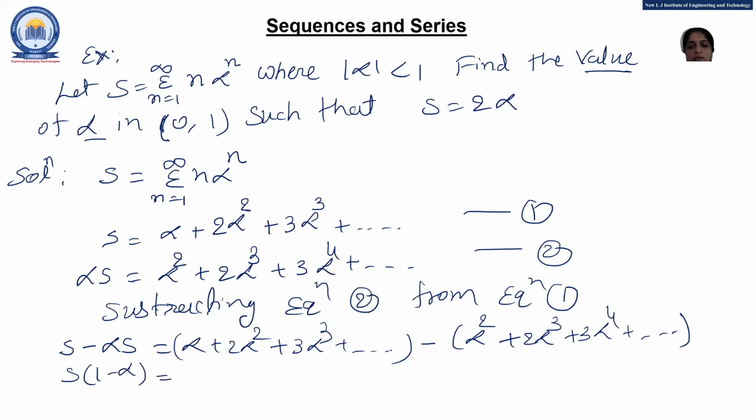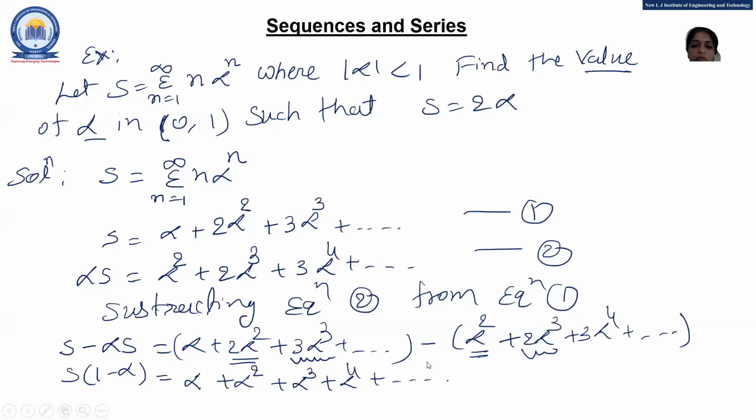After simplifying, if I keep the bracket out, here alpha stays the same. This is 2 alpha square and this one is minus alpha square, so 2 alpha square minus alpha square gives just alpha square. Similarly, 3 alpha cube and this one is 2 alpha cube. Plus minus is minus, so 3 alpha cube minus 2 alpha cube is just alpha cube. Similarly, the next term is just alpha raised to 4, and so on.